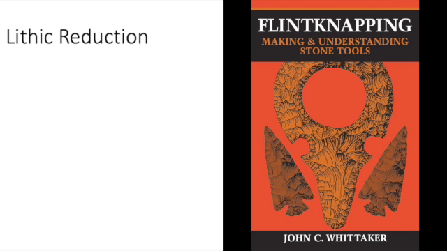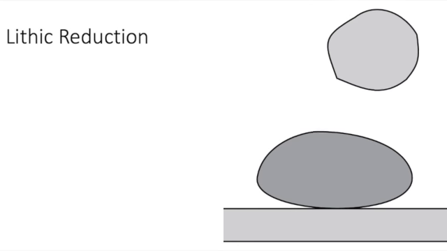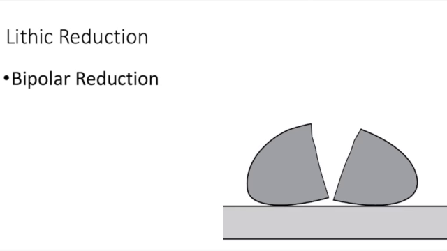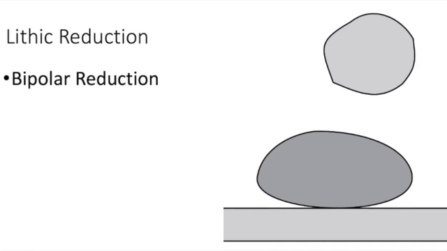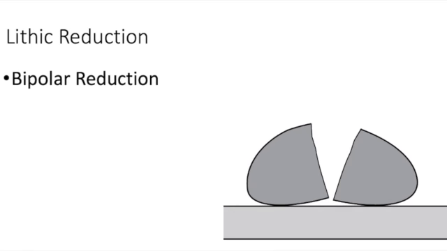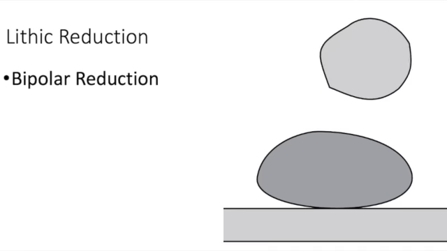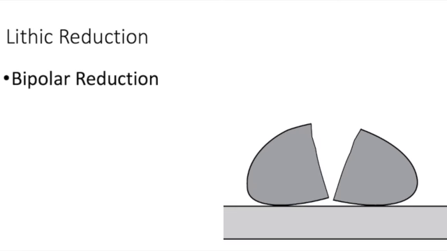There are several different ways to reduce lithic material. Bipolar reduction involves smashing a nodule or a block on an anvil. It can be used to break open a nodule to begin the process of making a core, or to shatter a block into many small flakes.